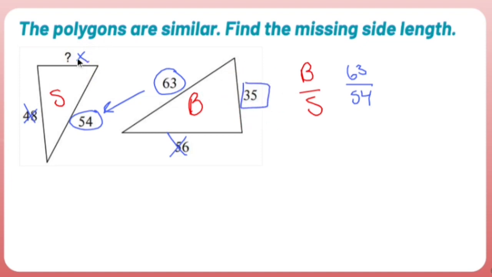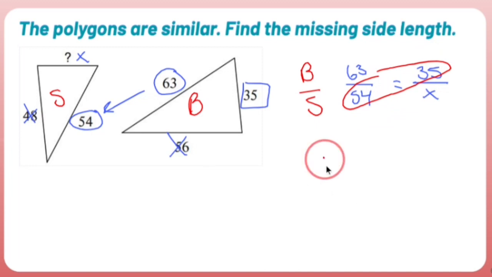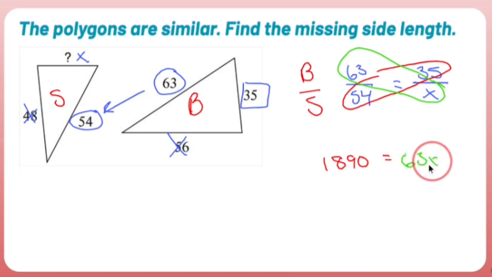35 over here matches up with I don't know over there. So 35 on the big is going to match up with X on the small. Now I have a proportion. And when you do a proportion, you do crisscross applesauce. So 54 times 35 is, of course, 1,890. I did that all in my head, and I didn't pause the video to look it up. Now I put an equal sign there, and I do the other diagonal, 63 times x, which is 63x.